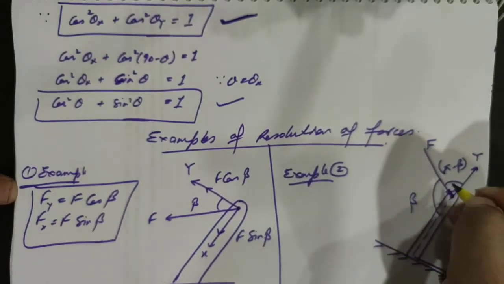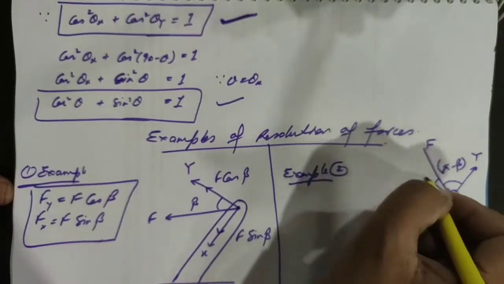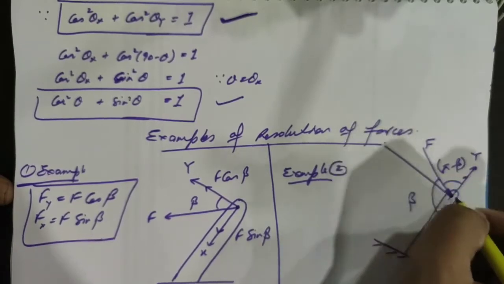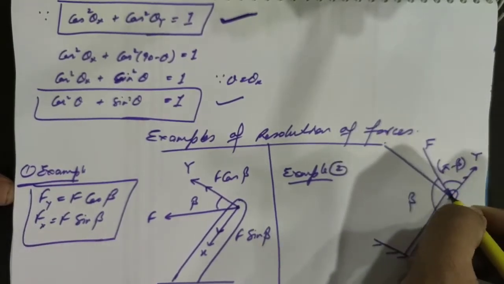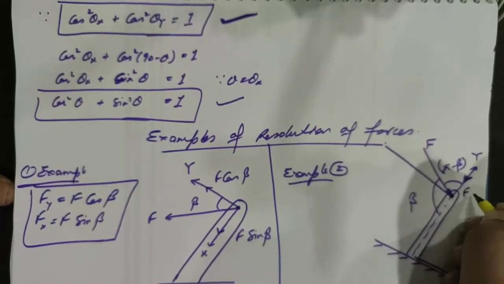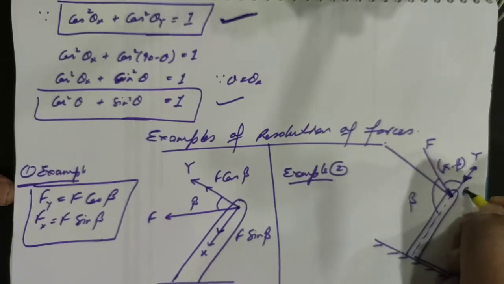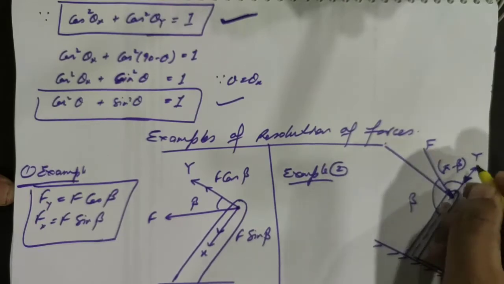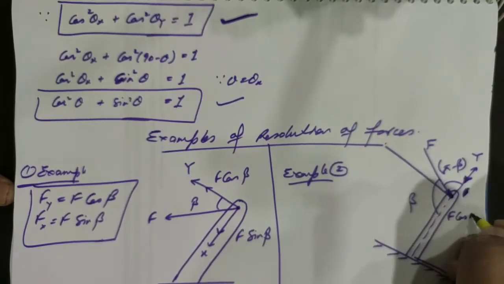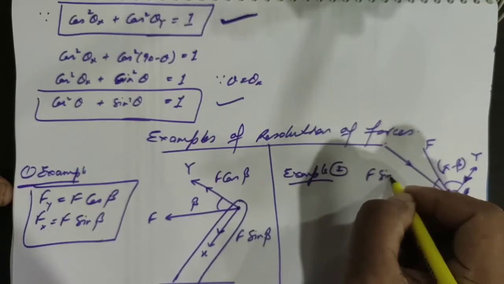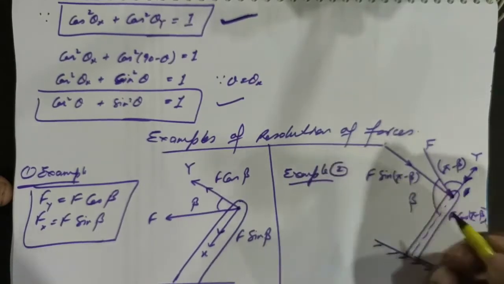We can split that force into two components, one perpendicular and the other along the y-axis, with direction going towards the hinge point. So the direction will be like this. This is F. We are writing over here, since there is not sufficient space: F cos pi minus beta, and here we are writing F sine pi minus beta.